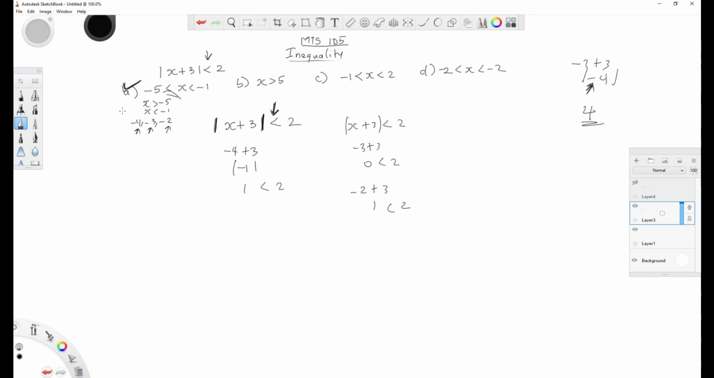So in order to confirm, let's just try the remaining. B. So basically I solved this one.